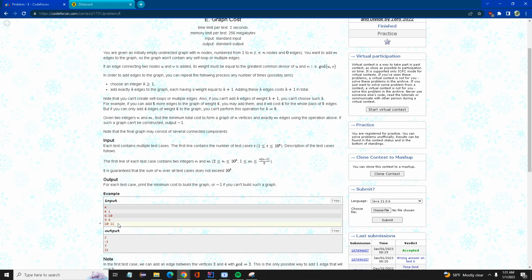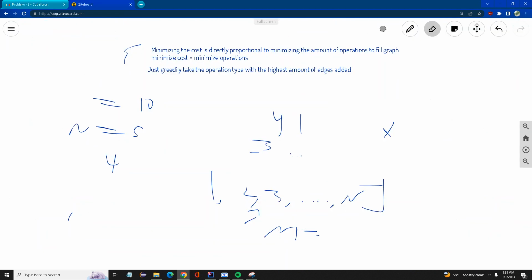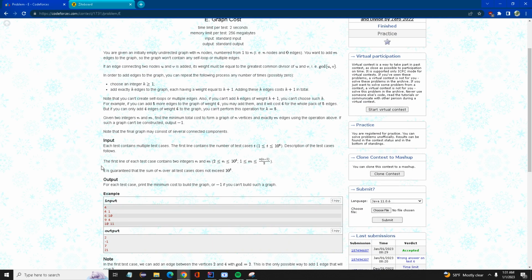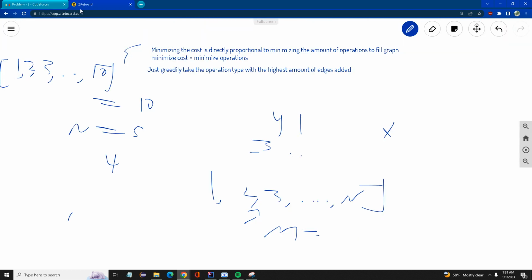If you pick, in this test case, an operation k equals 10, you'd be adding 10 edges of weight 11. But the GCD from numbers 1 to n, because remember, these are just the nodes, right? If you look at the numbers from 1 to 10, if you pick any arbitrary pair from these numbers, the GCD of those will obviously not be 11, right? The highest number is 10. That could be impossible. So the idea is that we're not done yet.